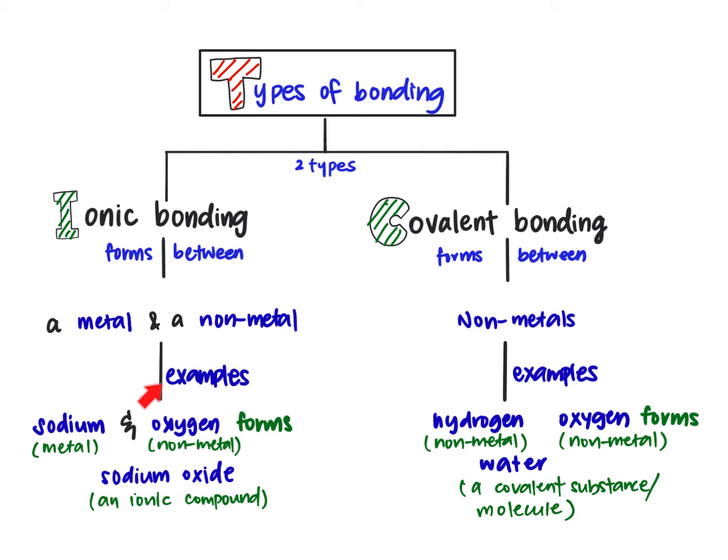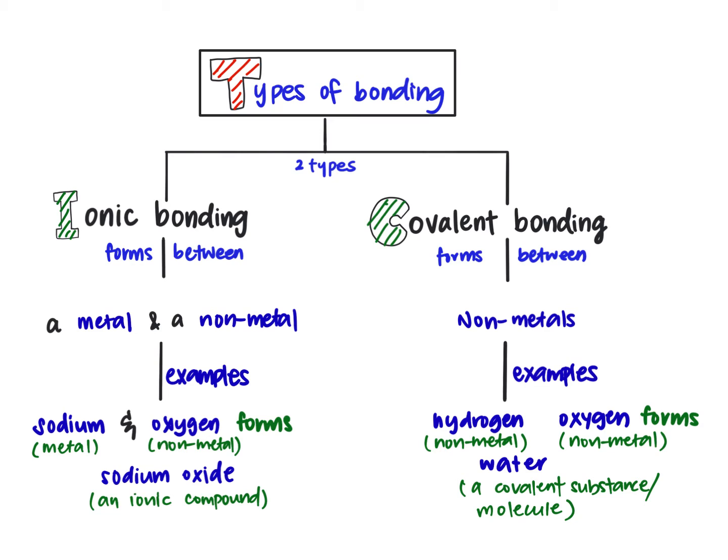Example, sodium being a metal bonds with oxygen, which is a non-metal, to form sodium oxide, which is an ionic compound. So we can say, because there is a metal inside sodium oxide, the type of bonding is ionic bonding. Hence, it is an ionic compound.